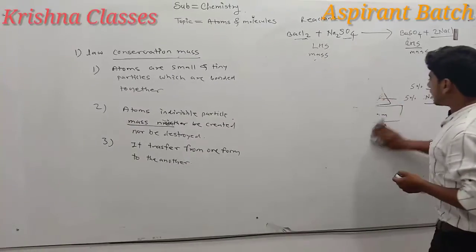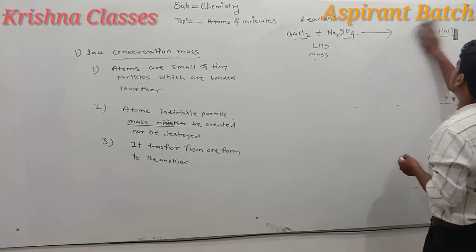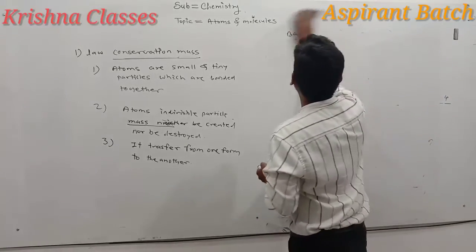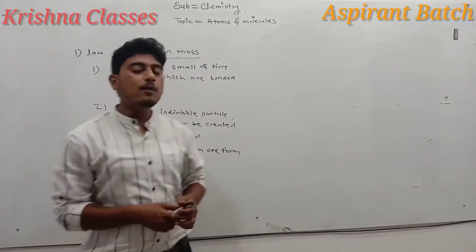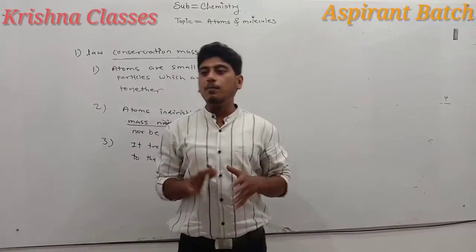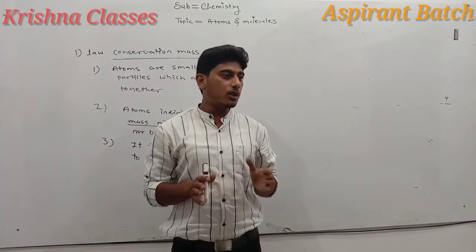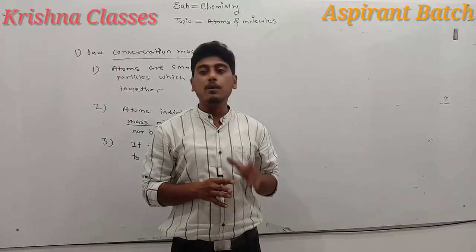After this law of conservation of mass, we are talking about the second law, that is the law of constant proportion. Which one? The law of constant proportion: the proportion of elements in a given compound is fixed by ratio of mass.